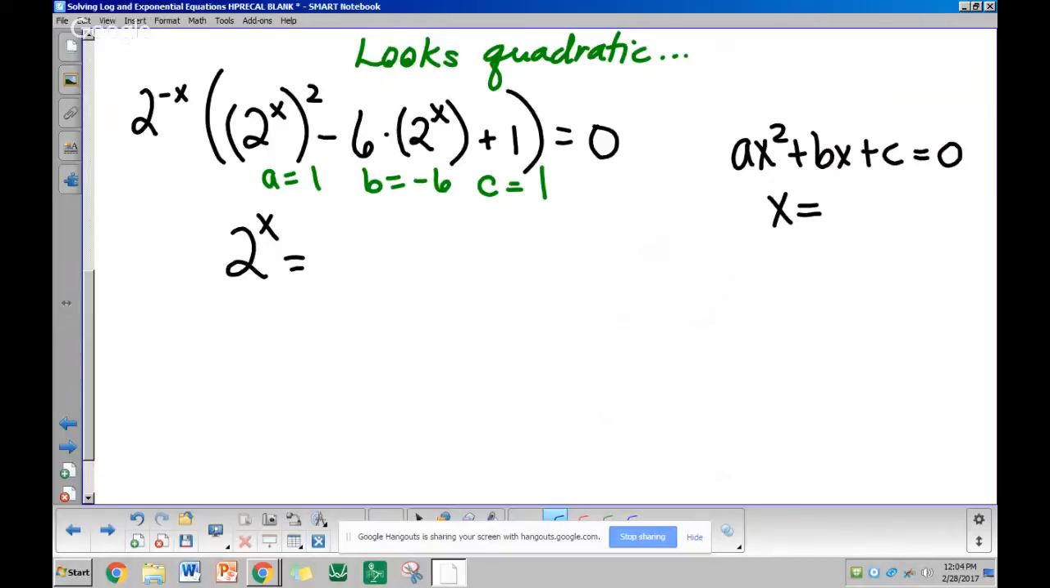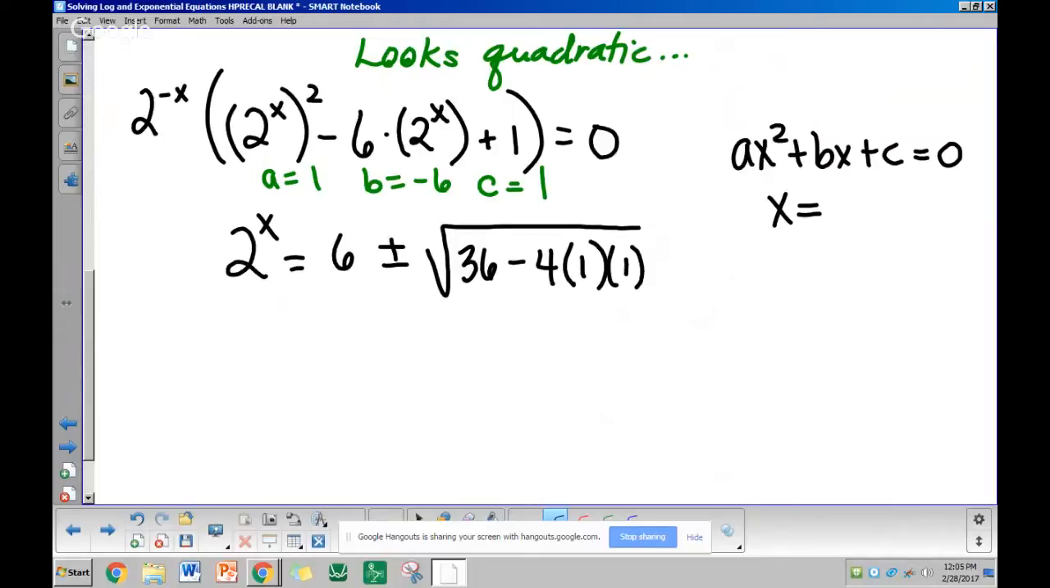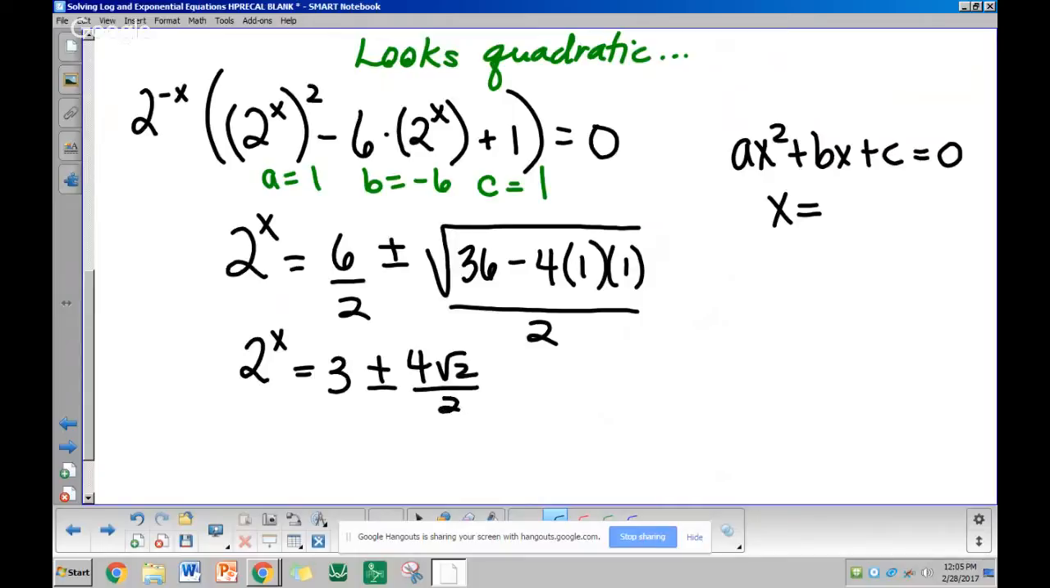So it's 2 to the x equals the opposite of b, which would be 6 plus or minus the square root of 36 minus 4 times 1 times 1, all over 2a, which is just 2. So this is 2 to the x equals 3 plus or minus the square root of 32, which is 16 times 2. 4 root 2 over 2, which equals 3 plus or minus 2 root 2.